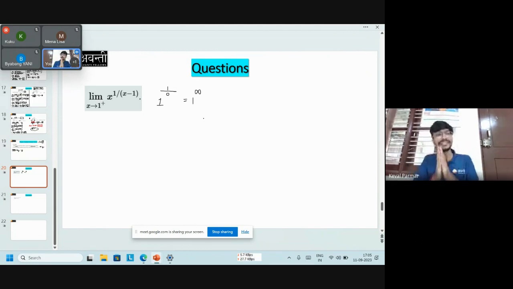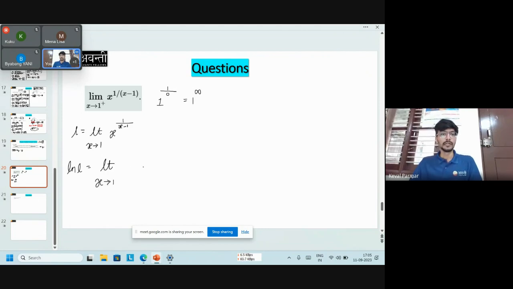So what do we do? Take log on both the sides. For both the sides, there should be another side, but there is no other side here. So let the limiting value be L. L equals limit x tends to 1, x raised to 1 upon x minus 1. Take log on both the sides, log to the base e. So ln L will be equal to limit x tends to 1 of log of x raised to 1 upon x minus 1. That will come in front and I will get 1 upon x minus 1 times log x.